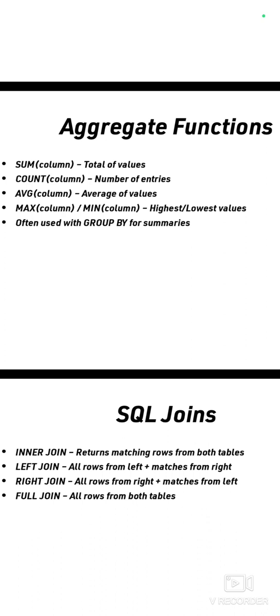Third one is used with GROUP BY. To perform calculations on grouped data, you use aggregate functions with GROUP BY. Fourth one is can be combined with other SQL clauses. Aggregate functions can be used alongside HAVING, ORDER BY, and other SQL clauses to filter or sort elements.